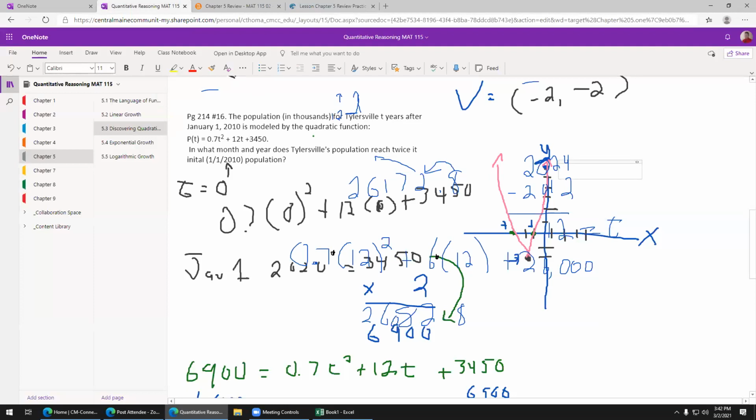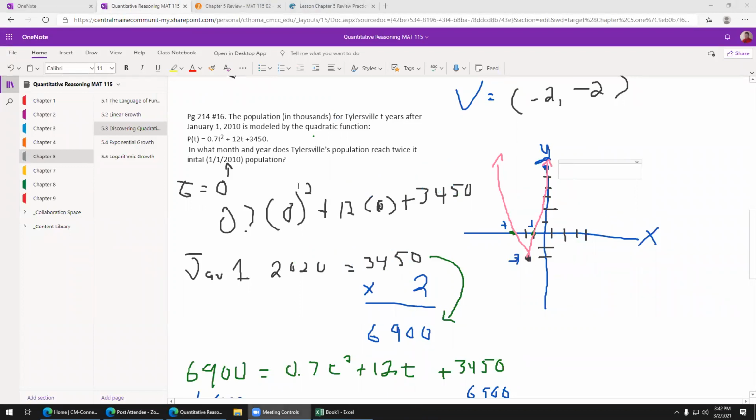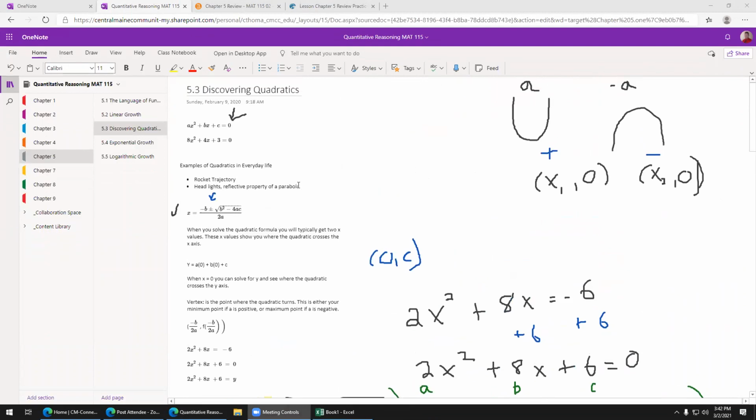All right, so I gotta clear my pen. I'm like, why do my drawings look worse than normal? So a lot to quadratics, right? How are we doing on time?